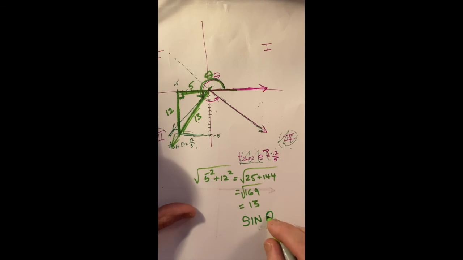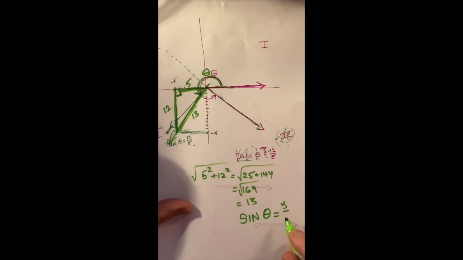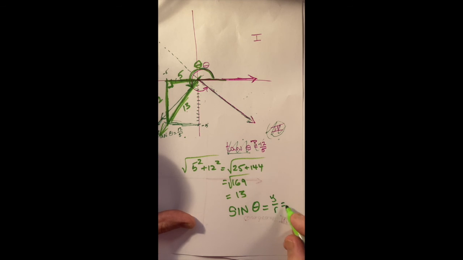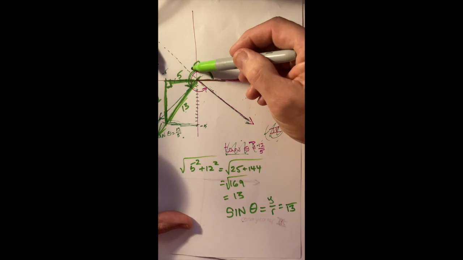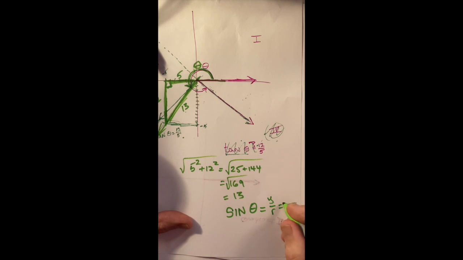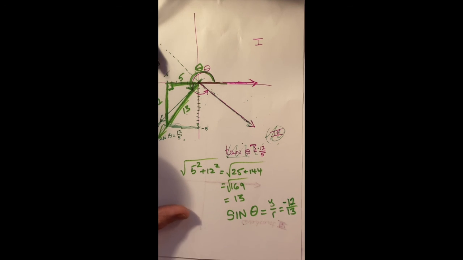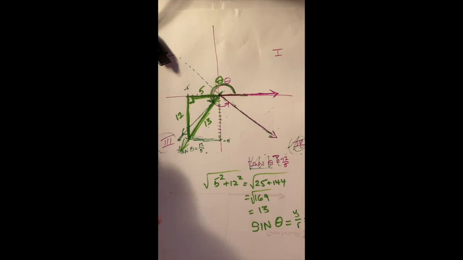So the sine of theta is going to be y over r. We know that r is 13, and we know that the y value over here is -12. So the answer to this was supposed to be -12 over 13. And of course, whether you got it right or not, everyone will get credit for that last question. And that's why I wanted to go through and make sure I fixed it.